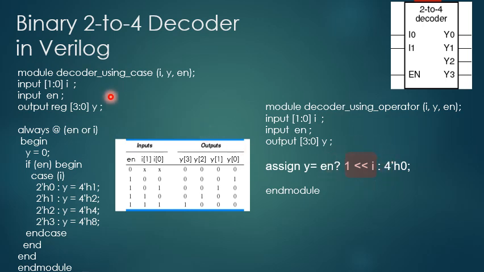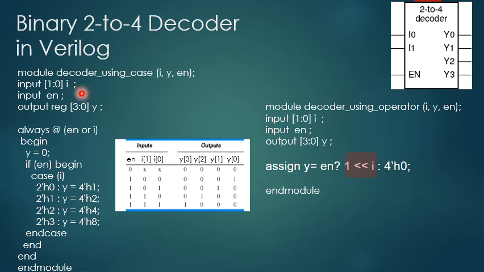So let's look at the first example, the first type of coding that uses the always block or the procedural block. First we have the header of the module followed by the module name, and in the brackets the list of the input and output. In this case we use a vector way to declare the input I. We don't need to put I0, I1, just put I that represents the 2-bit I here, and just put Y that represents the 4-bit Y at the output, and the enable pin.